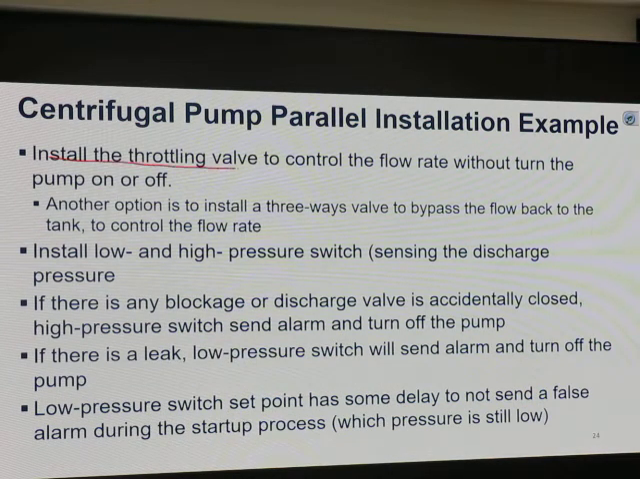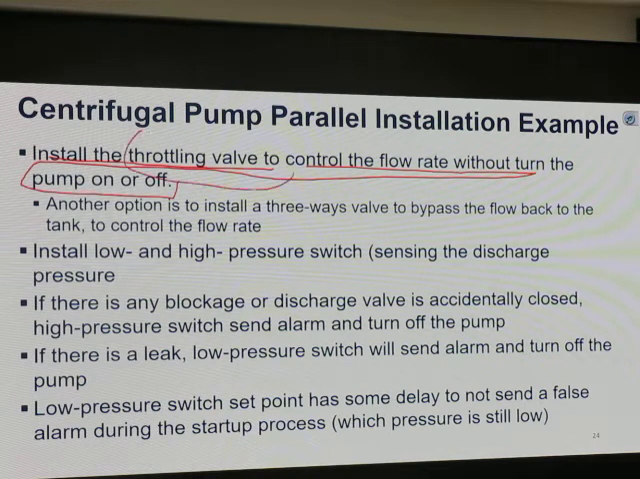Install the throttling valve to control the flow rate without turning the pump on or off. So what is that thing for? Can we do it something else? How do we control flow rate from the pump if we need to?